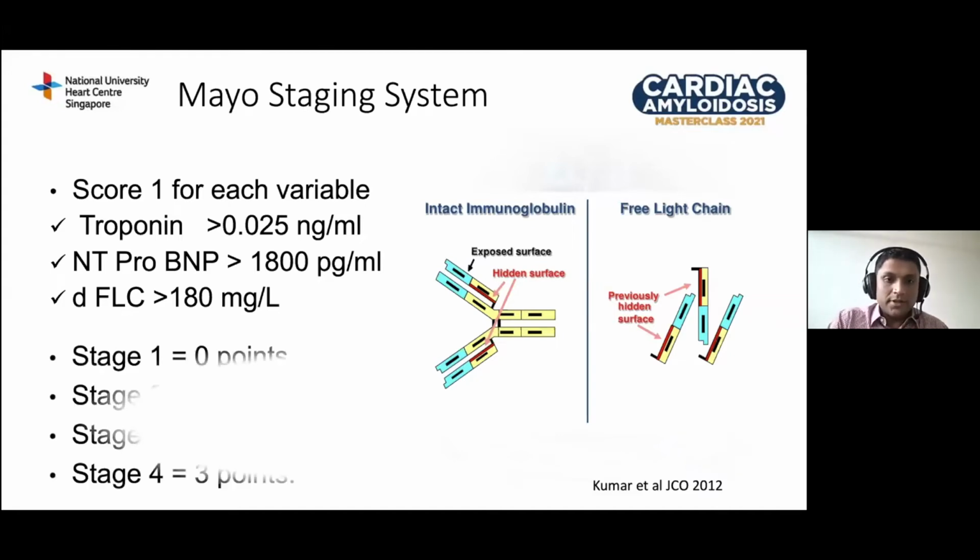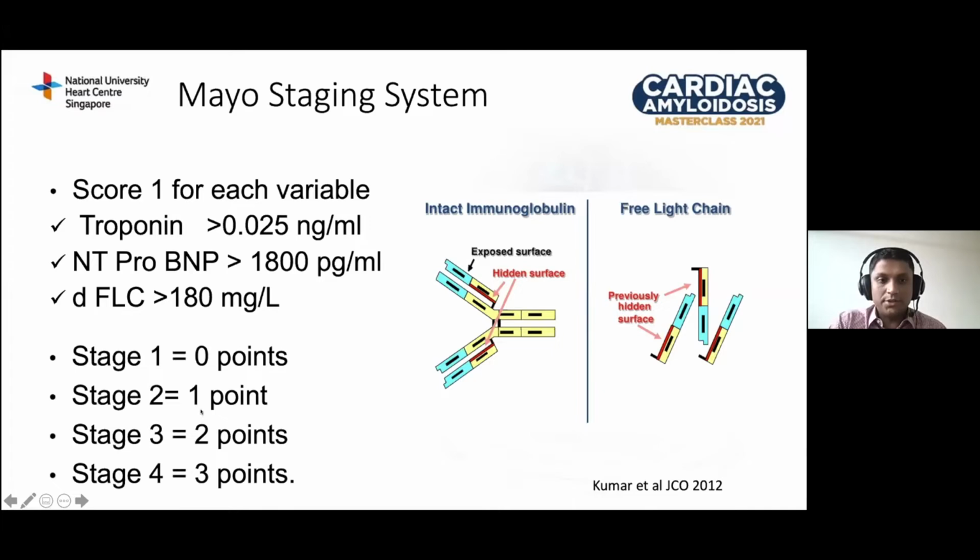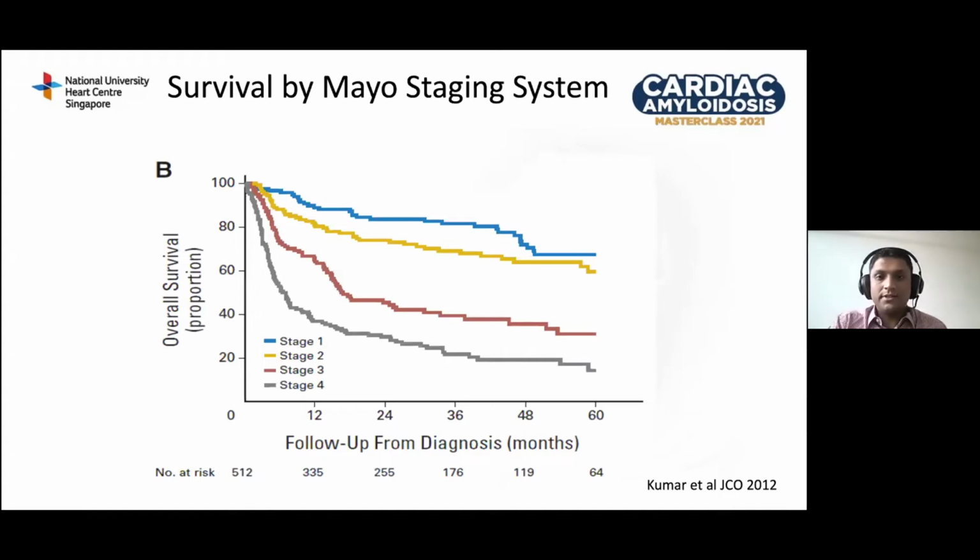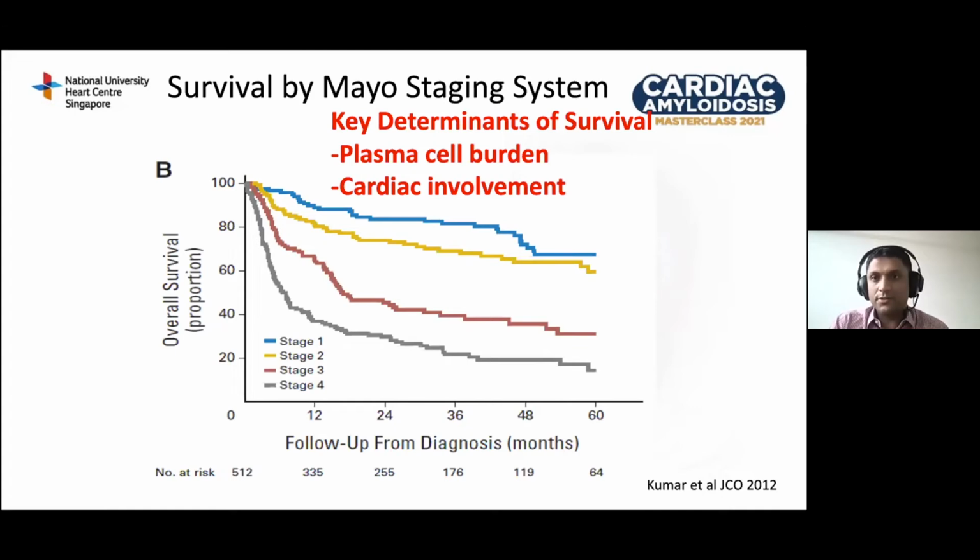So if a patient has none of these points, they're stage 1. If they have 1 point, they're stage 2. If they have 2 points, they're stage 3, and so on. So the Mayo staging system provides us a nice distinction between the different stages, of course, with stage 4 patients having the worst outcome. Another point to highlight is that there are two key determinants of survival: the plasma cell burden, as determined by the free light chain assay, and cardiac involvement, as shown by the BNP and troponin.